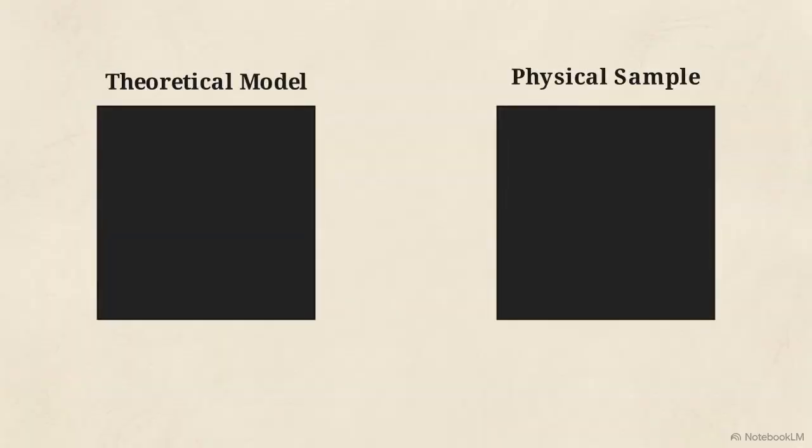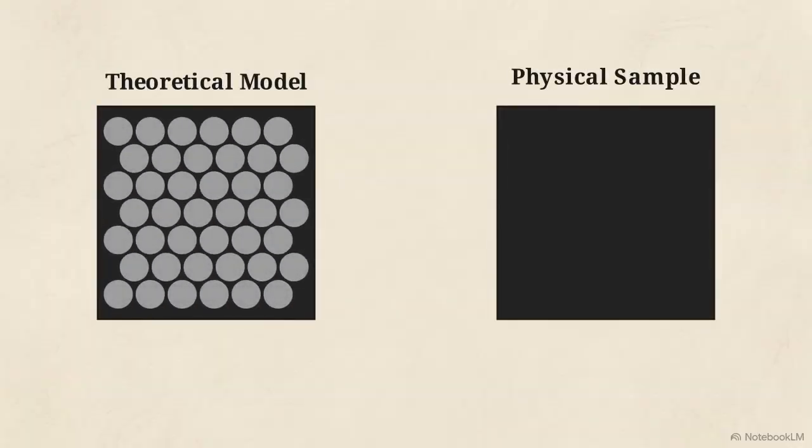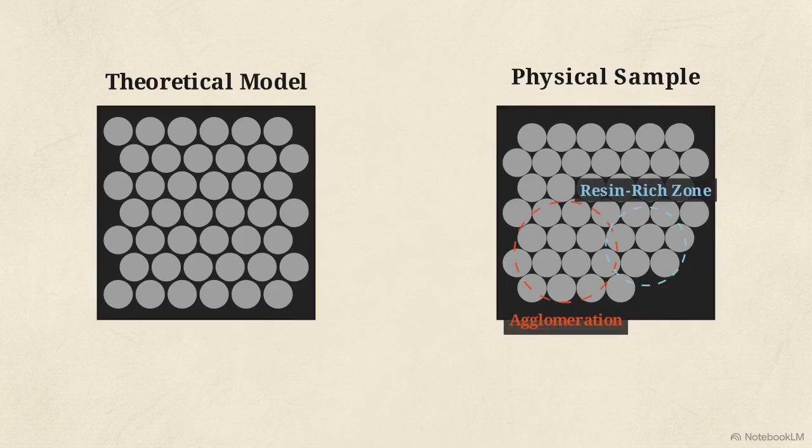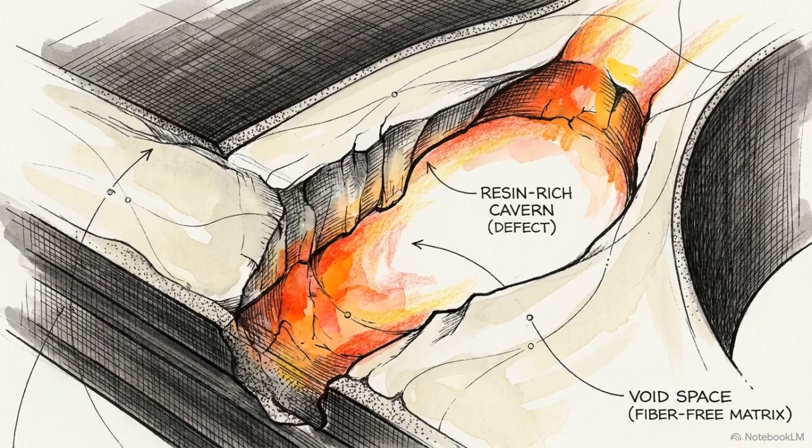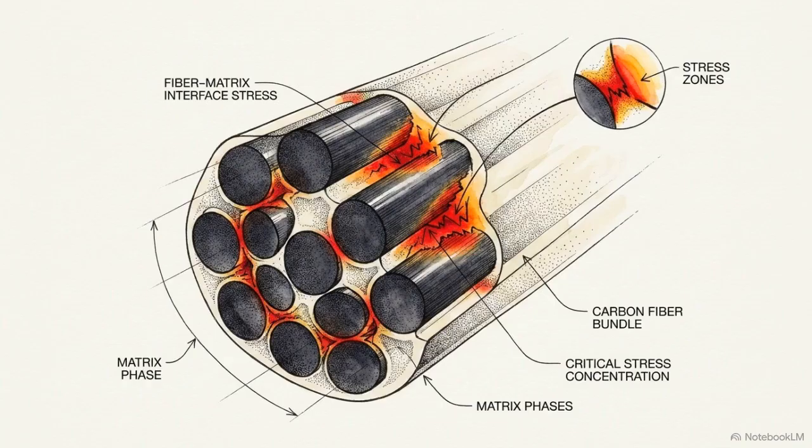A perfectly spaced theoretical grid and a highly clumped defective physical sample can possess the exact same fiber volume fraction. Volume and baseline geometry cannot account for spatial distribution. Relying solely on these basic descriptors leaves models blind to the highly localized defects that initiate material failure.